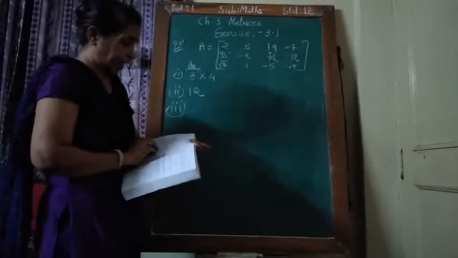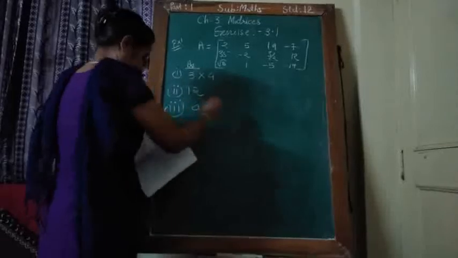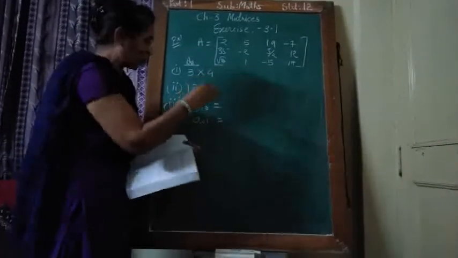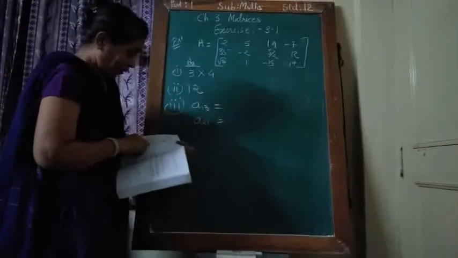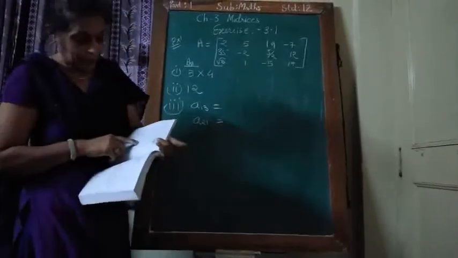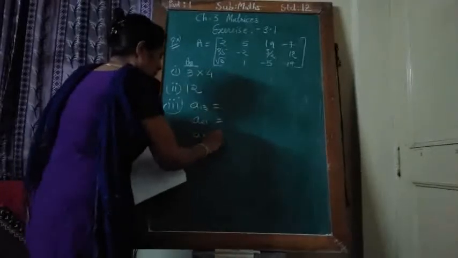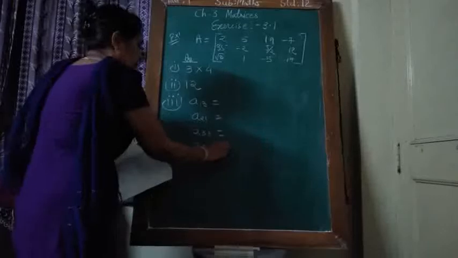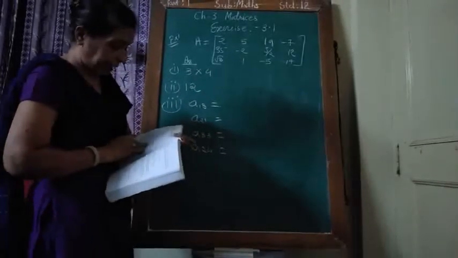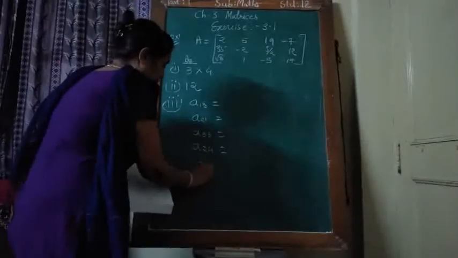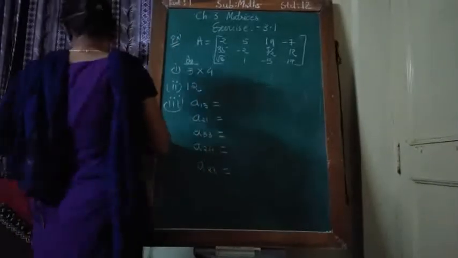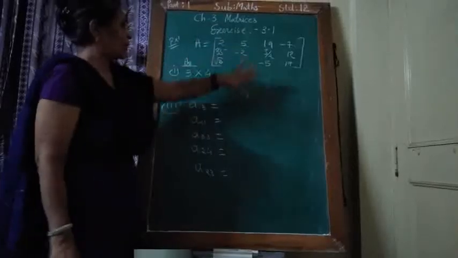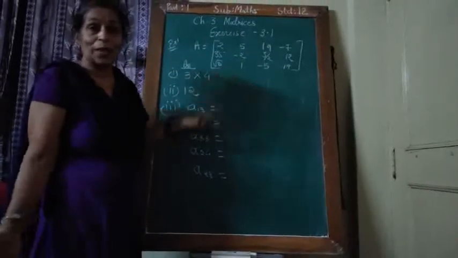Third question. Write the elements A13, A21. See, the location is given and you have to write that number out of this. Okay. Then third is A33. Fourth is A24. And A23. Yes, you have to answer this. Yes. A13 is what? Out of the 12 elements, you have to identify.